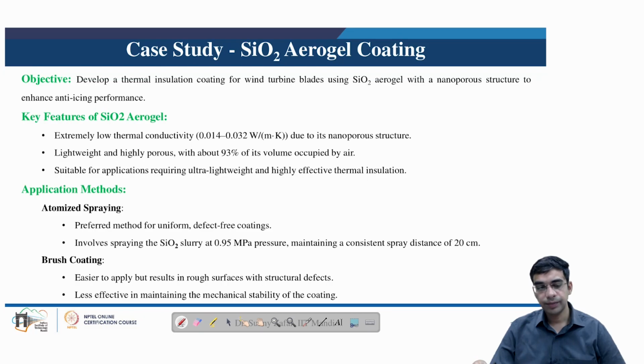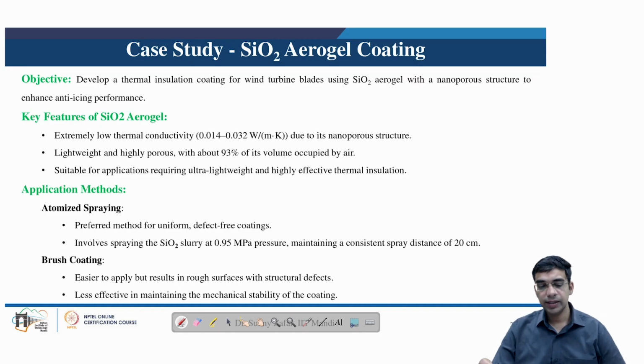Next is the case study where the objective is to develop a thermal insulation coating for wind turbine blade using silicon oxide aerogel with nanoporous structure to enhance anti-icing performance. The key features of silicon dioxide aerogel include low thermal conductivity of the order of 0.014 to 0.032 watt per meter Kelvin due to its nanoporous structure. These coatings are light in weight and highly porous, with more than 93% of the volume occupied by air. These are suitable for applications with ultralight and highly effective thermal insulation.